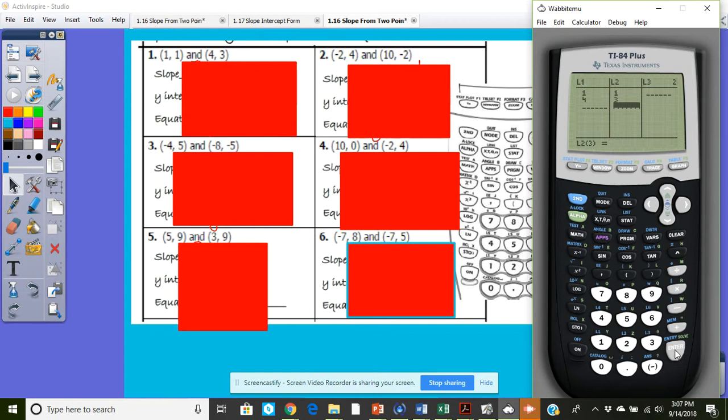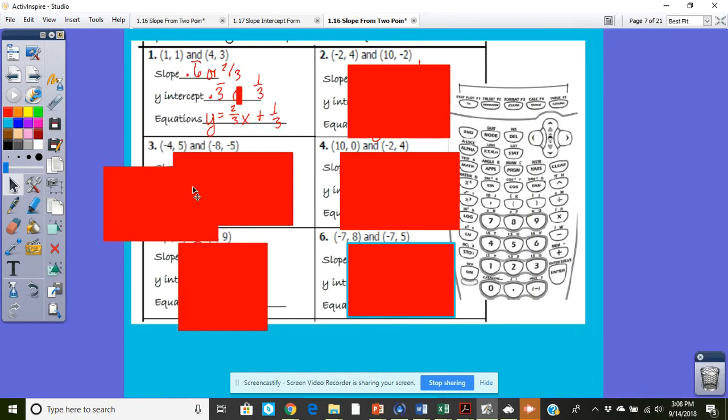Now, once you've done this, you're going to hit stat again. You're going to hit the right arrow key, so you've highlighted calc, and then you're going to hit 4 for linear regression. Then you've got to hit your down arrow key till you get to calculate, and then you're going to hit enter. It gives you here y equals ax plus b. It says your a equals 0.6 repeating, and your y-intercept is 0.3 repeating. Here are those values.